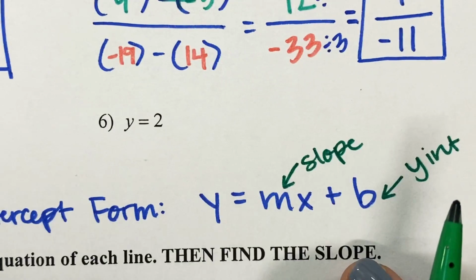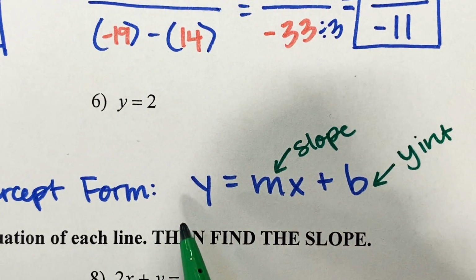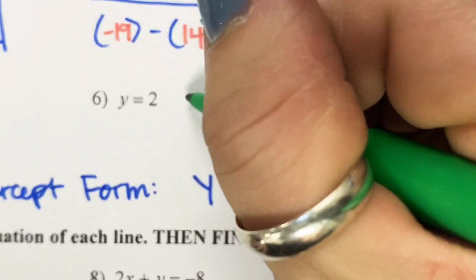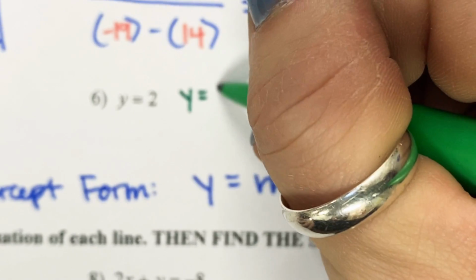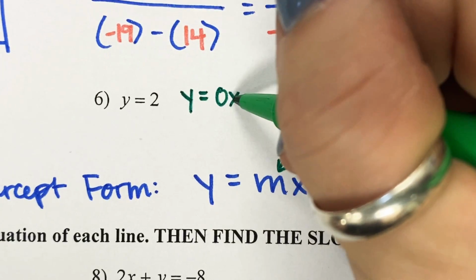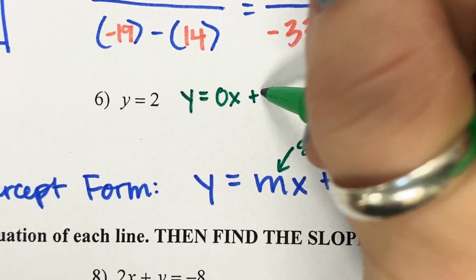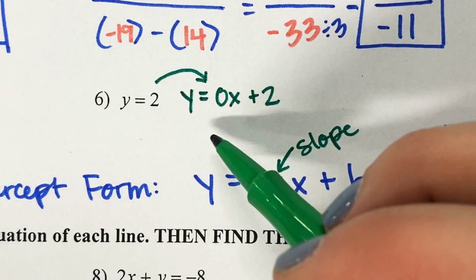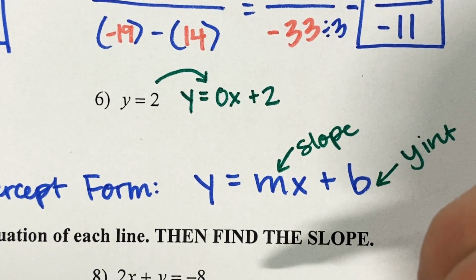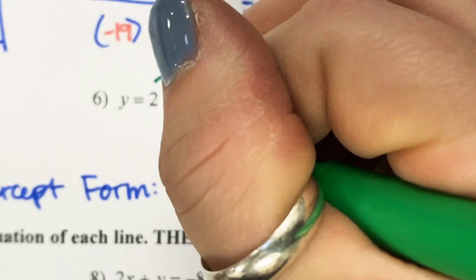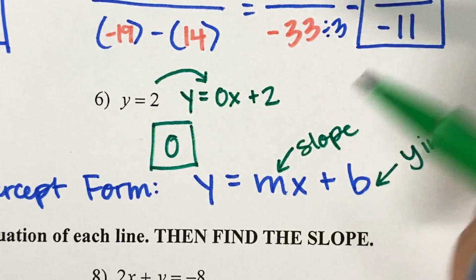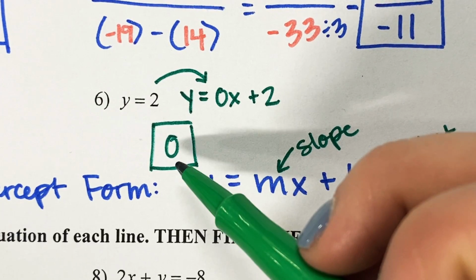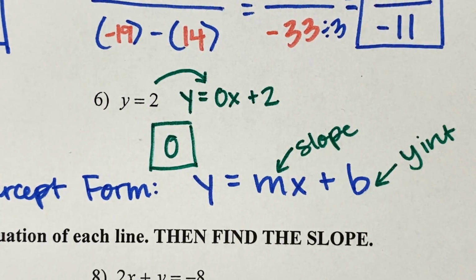But let's look at number 6. Where is our x in number 6? We don't have one. So if we were to rewrite this, it would actually be written as 0 times x, because 0 times anything is 0, and then plus 2. Those are the same equations. So now what is the number in front of my x? It's going to be 0. Because we didn't have an x, we know it was multiplied by 0 to make it disappear. Therefore, our slope is 0.